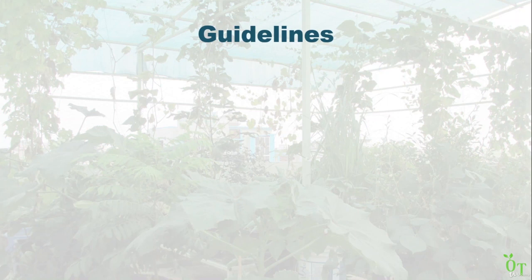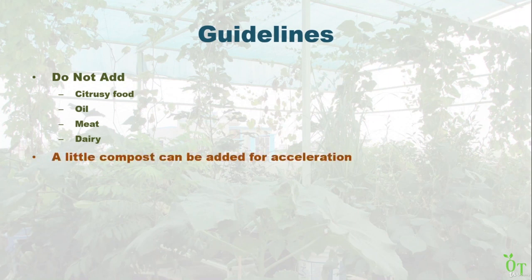First, do not add your limes and lemons and oranges into the compost bin. Strictly, you should never add any oil, meat or dairy products. Sometimes adding in a little compost can accelerate the process of decomposition. Food scraps that you add in should be cut into as small pieces as possible. By cutting into smaller pieces, what you're actually doing is increasing the surface area and thus helping more and more microbes to feed on it.